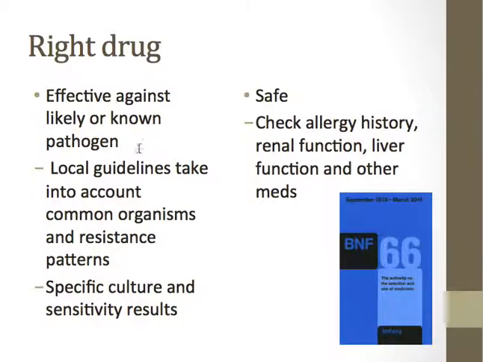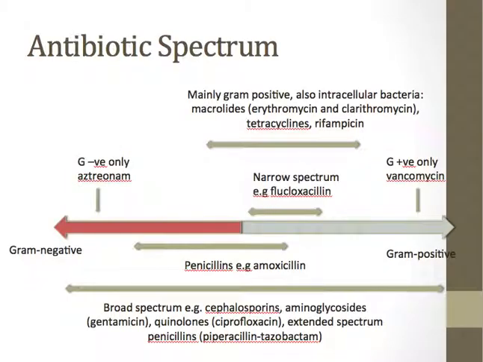How do we determine whether an antibiotic is effective against the likely or known pathogen? Well, then we come to the antibiotic spectrum. You've seen a simpler version of this slide before, where we have gram-negative at this end and gram-positive at this end, and this is the antibiotic spectrum. So here we have broad-spectrum antibiotics that treat everything, gram-negative to gram-positive, or the other way around, and these include the cephalosporins, aminoglycosides, quinolones, and the extended-spectrum penicillins, which you will undoubtedly encounter patients on when you go onto the wards this winter.